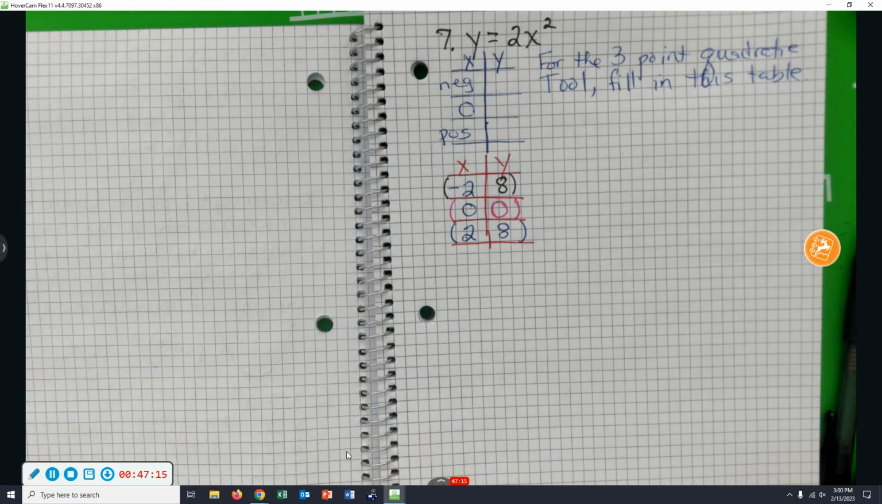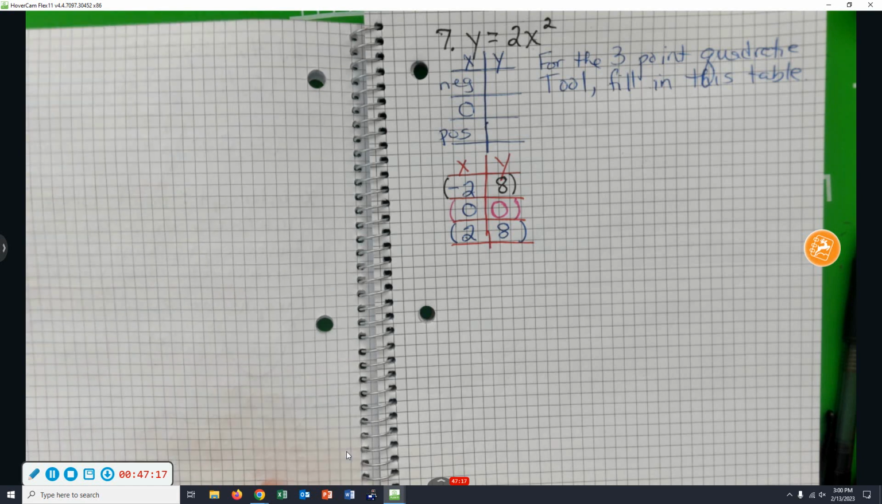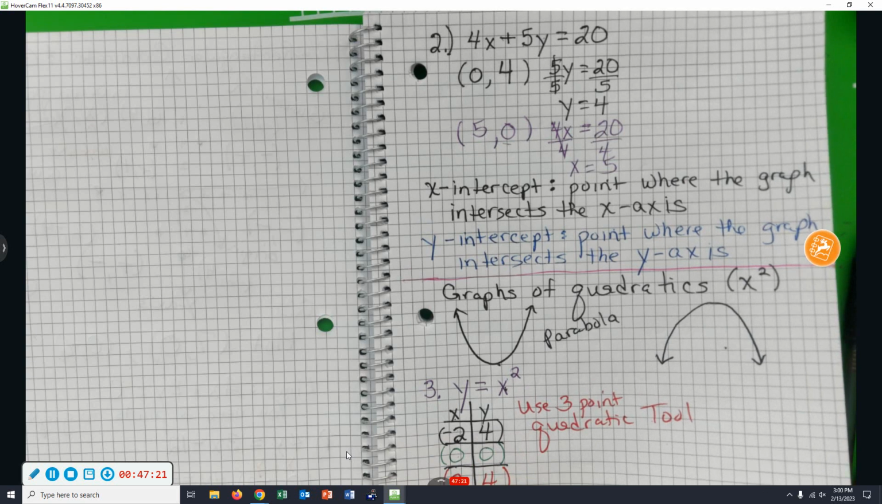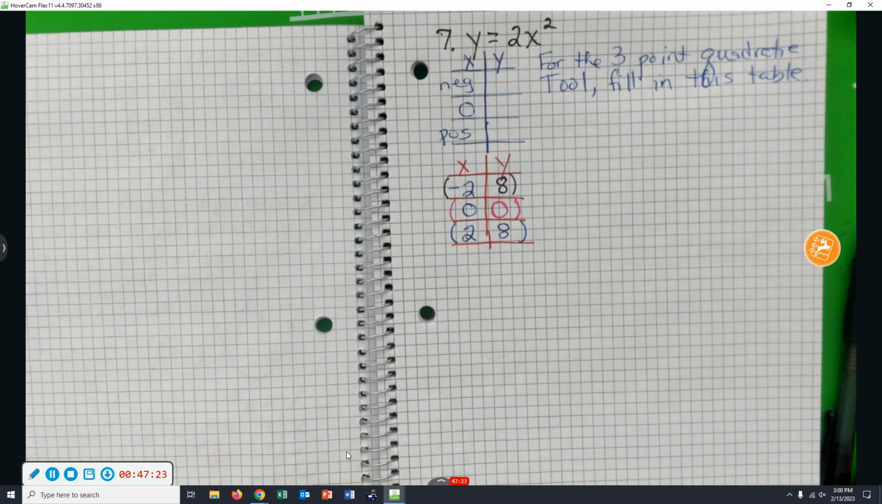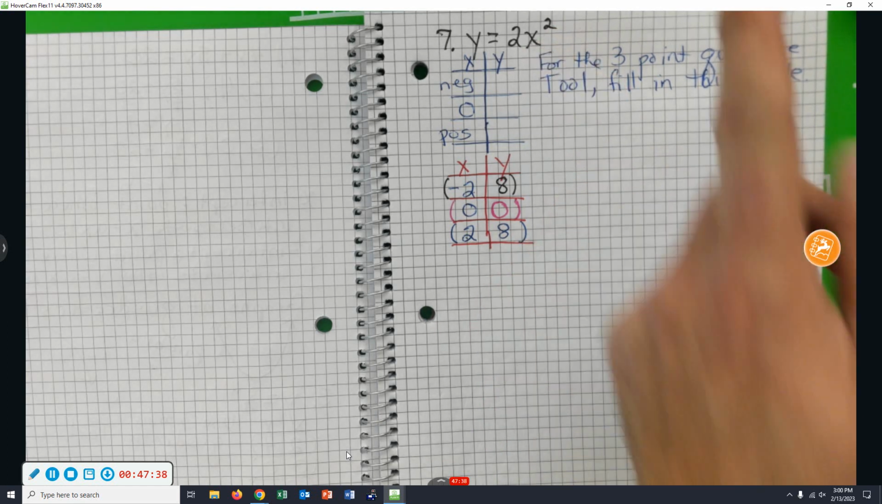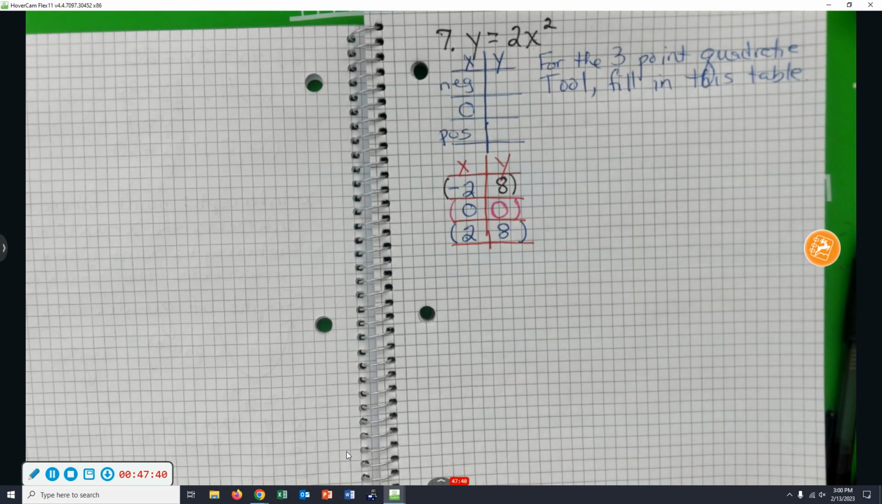If it's the 3-point quadratic tool, on problem 3, it'll tell you the table to fill in. On problem 7, you've got to know, okay? But I would plug in either -1, 0, 1 or -2, 0, 2. Don't go any bigger because my numbers would get too big for the graph paper. Okay?